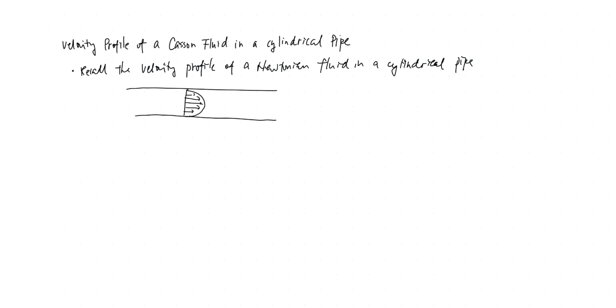Now let's think about what happens to a Casson fluid. What about a Casson fluid? So one important consequence of the Casson fluid is that for tau less than tau y, the yield stress, there is no flow.